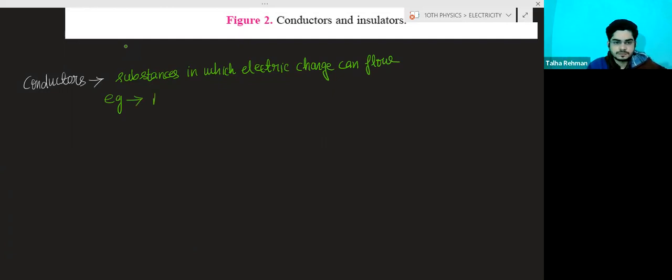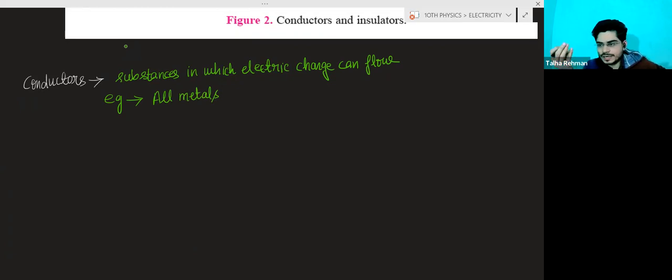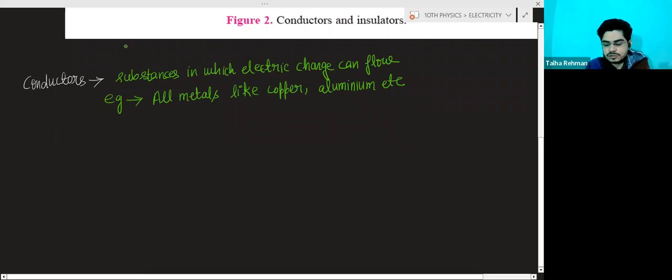Almost all the metals. We have metals, we have non-metals, we have metalloids also. Almost all the metals are good conductors of electricity, meaning the charge or current can flow in them. All metals like copper, aluminium, etc. For one more example, you can take the human body, which is also a conductor of electricity.